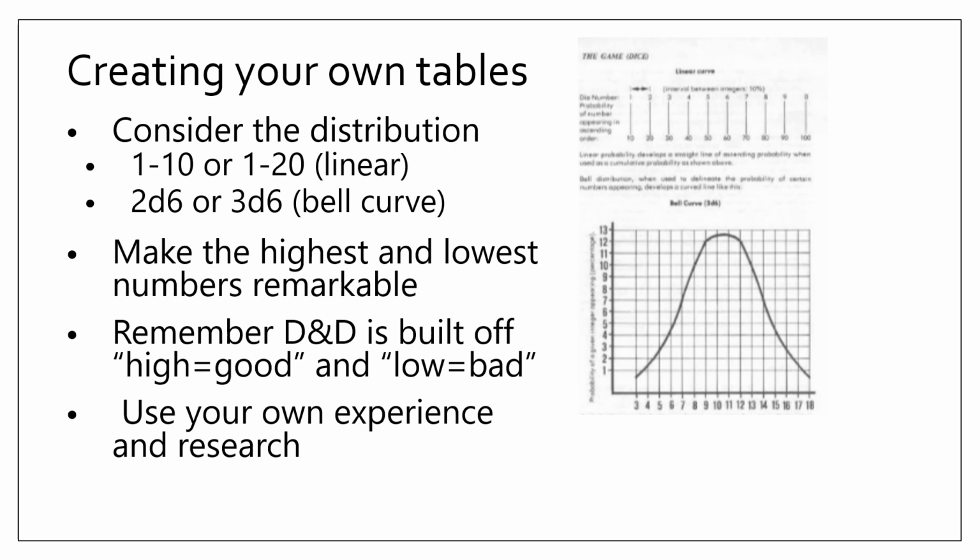Use your own experience and research whenever you're deciding what to put on your random tables. Think about, if I'm making a random table about what could happen during an open mic performance, and I like to go to open mic and perform guitar, I might think about, okay, what happens most of the time? What could be the worst thing that could happen? And what could be a really good thing that could happen?